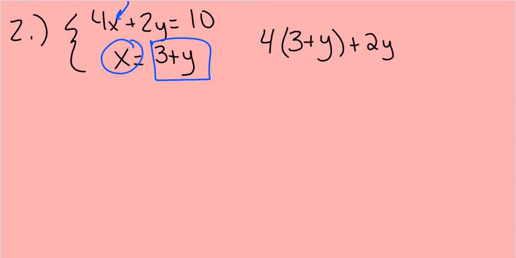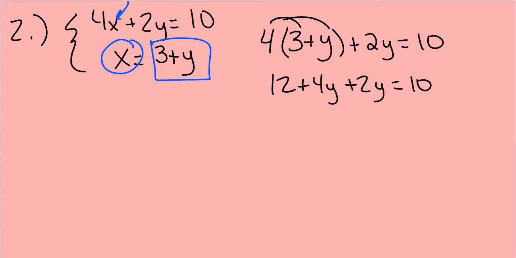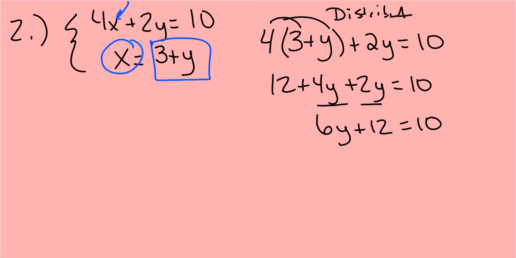Plus 2y equals 10. I have to distribute, so I'm going to have 12 plus 4y plus 2y equals 10. I end up with 6y plus 12 equals 10. So remember, this was my distributive property. This step, use like terms.